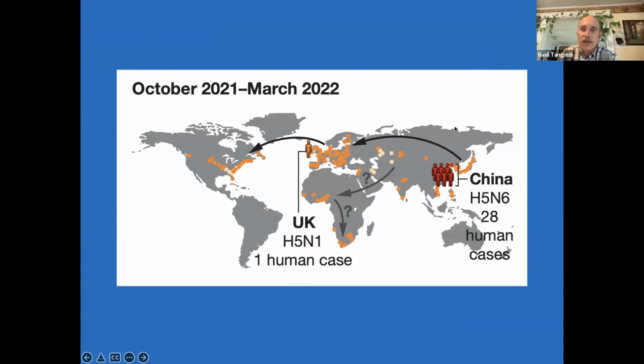But migrating birds, as you can see here, brought this virus to Western Europe, where it had become an H5N1. And this is the one we have right now, which has then moved on into North America. So there was one human case in England of someone who had ducks, I believe, had a flock of ducks, and he contracted this virus.